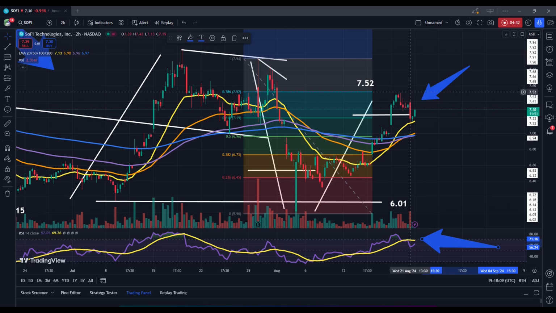However, now that we've seen a test of this level, the market can regenerate itself, and more buyers can enter into the market. And this does suggest that share price action could start to see an upward break here relatively soon.